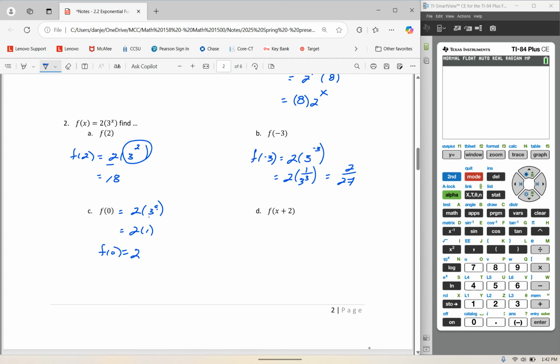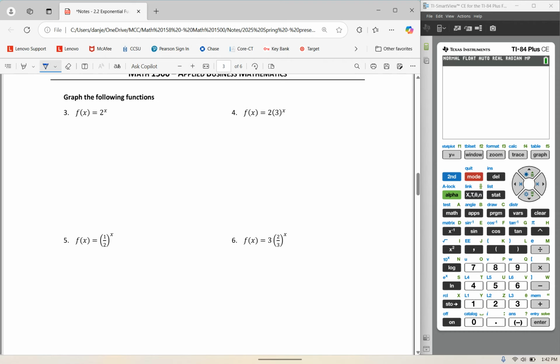F of x plus 2, 2 times 3 to the x plus 2. I'm going to use my same rules here that I used in part D up above. 2 times 3 to the x times 3 squared, which is 9. 2 times the 9 is 18. So I have 18 times 3 to the x. Okay? We're employing our rules of exponents.